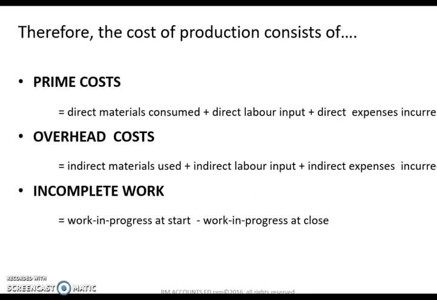So if I break it down again, you see that the cost of production, therefore, consists of these three components: prime costs, which is the materials consumed, the direct labor input, and the direct expenses. And then the overhead costs, which would be your indirect materials used, your indirect labor inputs, and your indirect expenses that you incurred, and then the incomplete work, which is the difference between the starting work in progress and the closing work in progress.